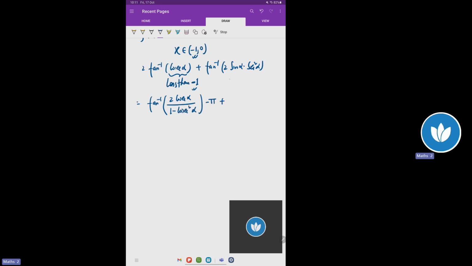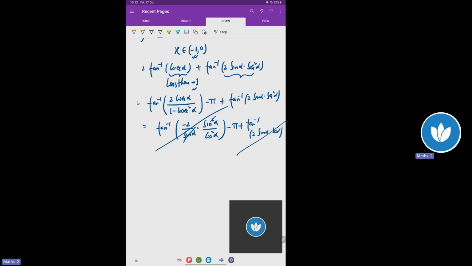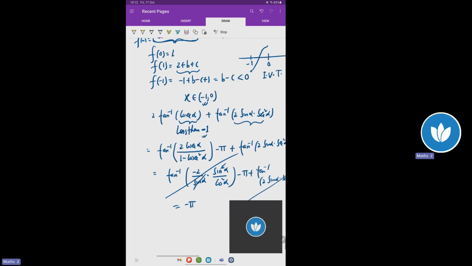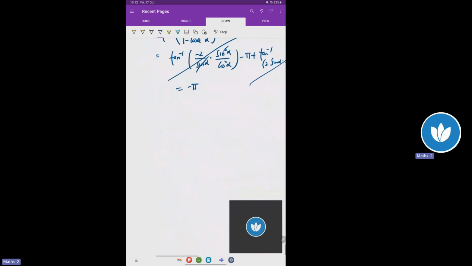And again, we can write this as sin alpha sec square alpha. Now if you try to simplify this, this is minus 2 by sin alpha into sin square alpha by cos square alpha. So one sin alpha would be cancelled. So minus pi plus tan inverse 2 sin alpha into sec square alpha. If you see very carefully, this and this are the same thing, so these two will be cancelled. Your final answer will be minus pi actually. Now let's move to the next question.